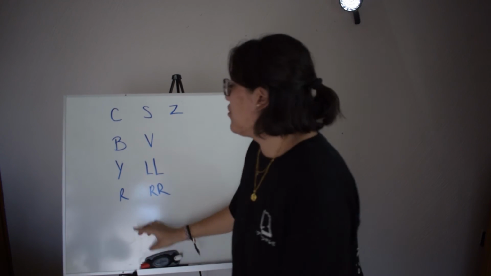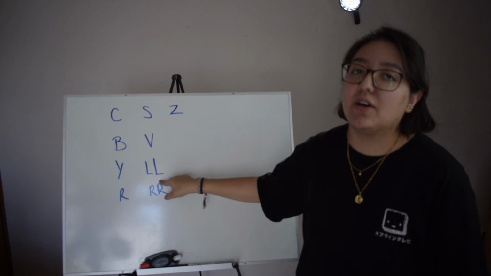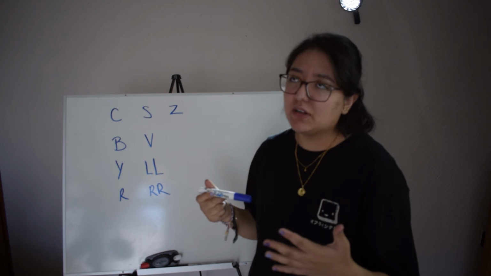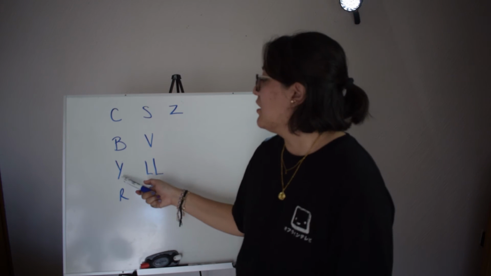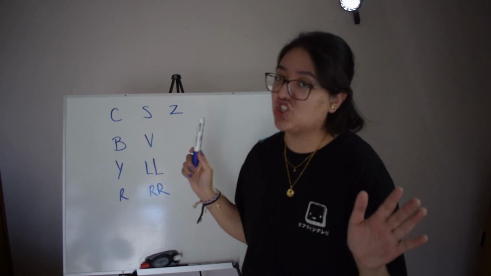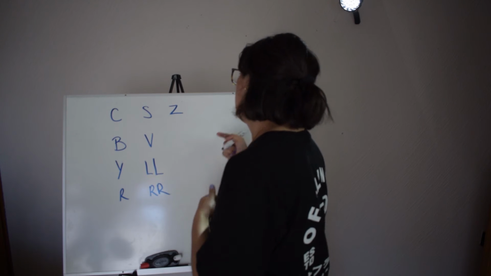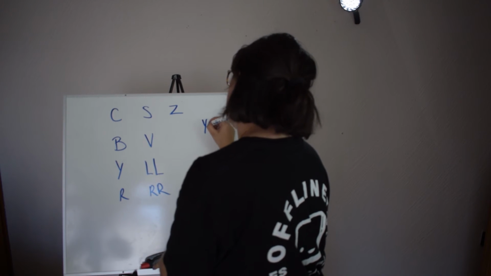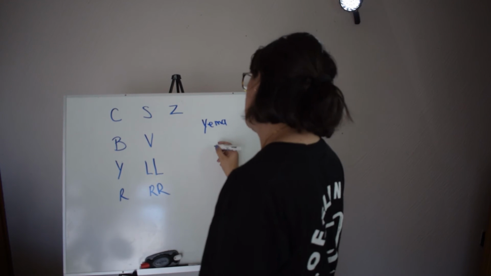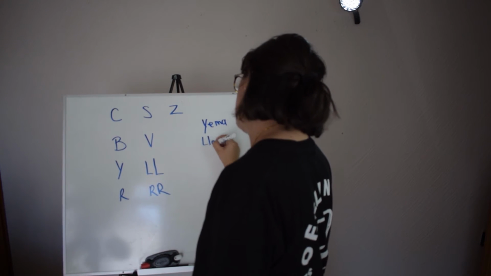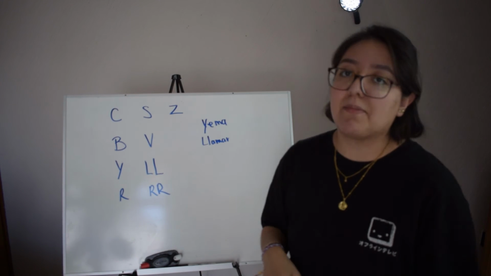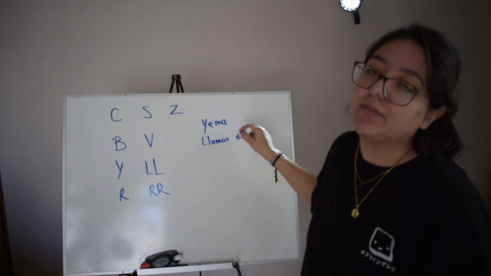Okay, now we go with Y, and you see two L's, right? Double L. In, I guess, most of Latin America and also Spain, it's the same sound as Y. We can say yema. This is the egg yolk, and llamar. To call, llamar. So yema, llamar.